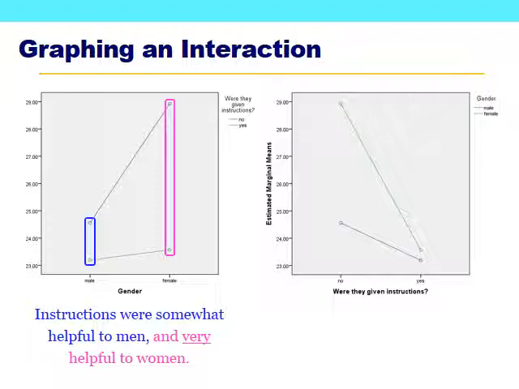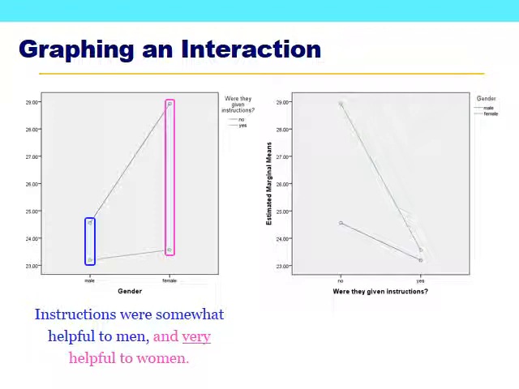Men without instructions took about 24.5 minutes. Men with instructions took about 23 minutes. So having instructions made men assemble the cart about 1.5 minutes faster. Now let's look at the right side of the graph on the left. Women without instructions took about 29 minutes to assemble the cart, but women with instructions took about 23.5 minutes.